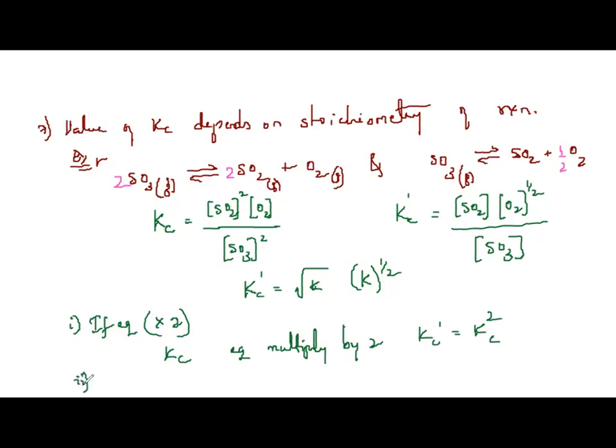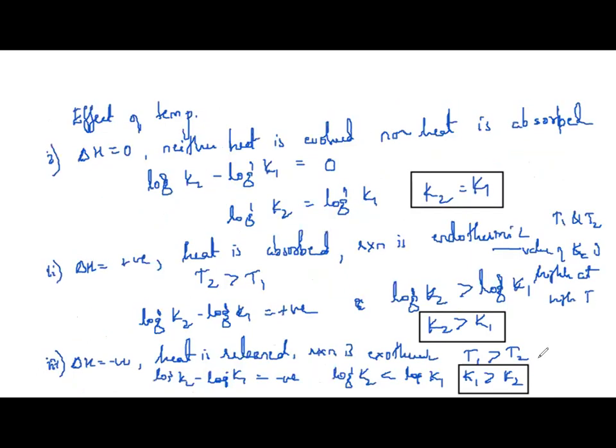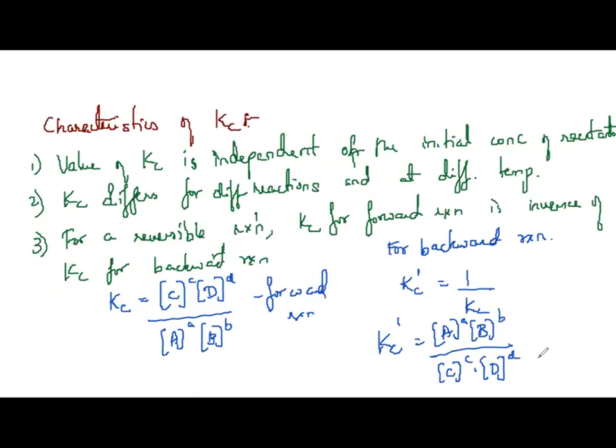Second point: if the chemical equation for a reaction is written in 2 steps, say the equilibrium constant for the first step is K1 and for the second step is K2, then the equilibrium constants are related as K is equal to K1 into K2. So the value of Kc depends on the stoichiometric calculations. These are all the characteristics of equilibrium constant.